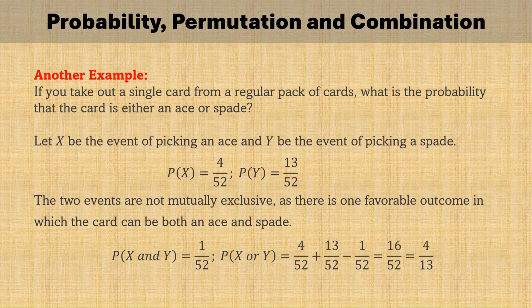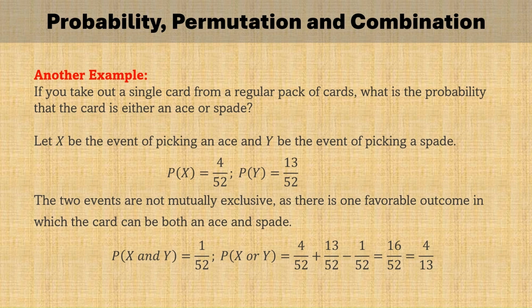The two events are not mutually exclusive, as there is one favorable outcome in which the card can be both an ace and a spade. Hence, the probability of the card that is both an ace and a spade is 1/52. Taking the sum of the probabilities, that is, 4/52 for the ace plus 13/52 for the spade, their sum is subtracted by 1/52, the card that is both an ace and a spade.